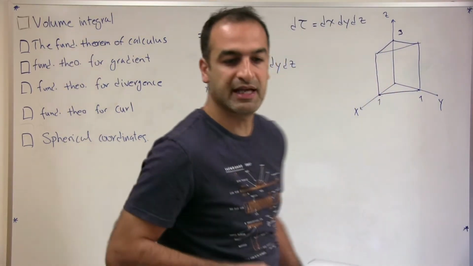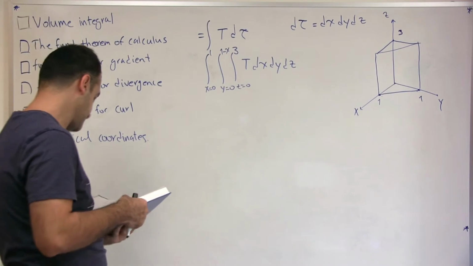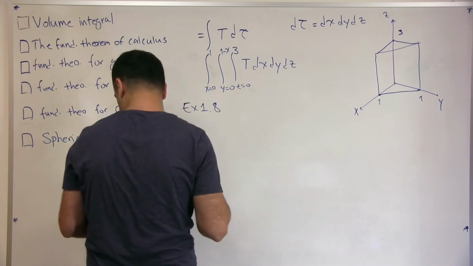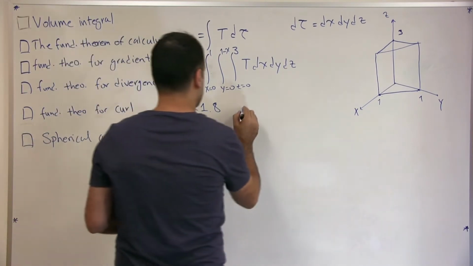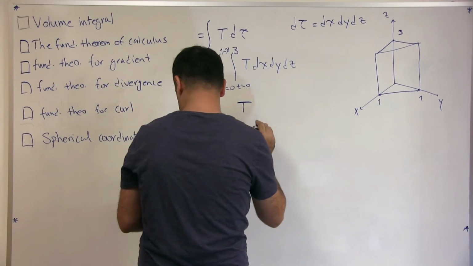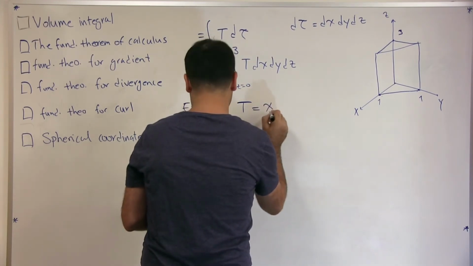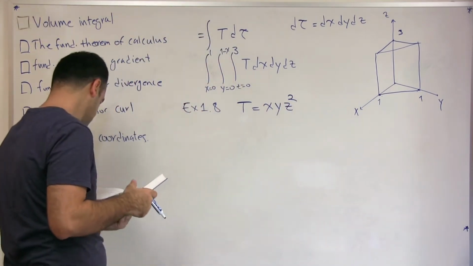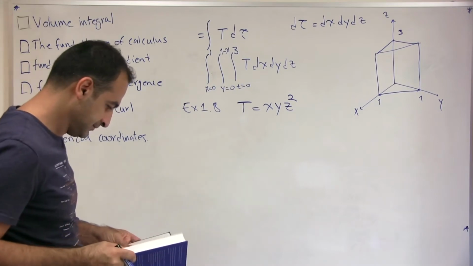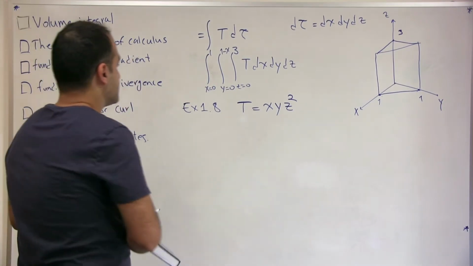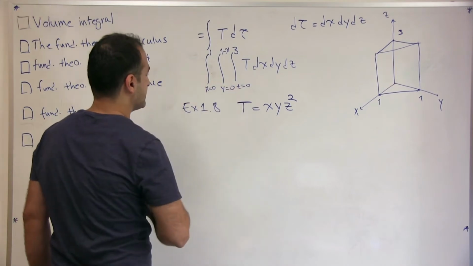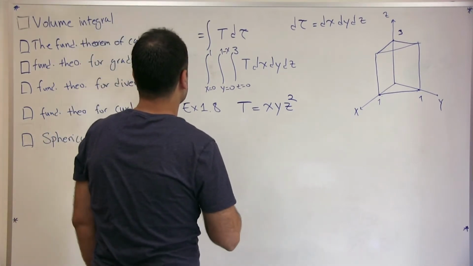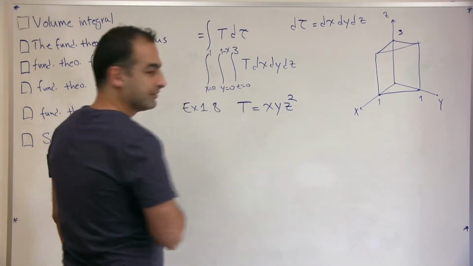Okay, so this is example 1.8 from the textbook. I'm going to write it, example 1.8. The function being integrated over this prism is x times y times z squared. And these are the limits that we chose. Now we can look at the orders and decide on one order that is easier.